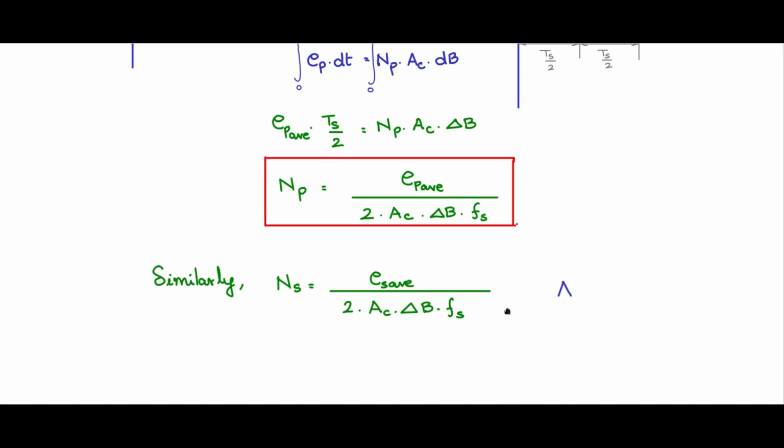This is the relationship between the turns and the half cycle average of the voltage across the primary or any coil, AC, delta B and Fs. So you see that there is now a relationship between AC, the core cross section area, and the volt second or the voltage. So AC gives an idea of the voltage supporting capability or the volt second supporting capability for the transformer.